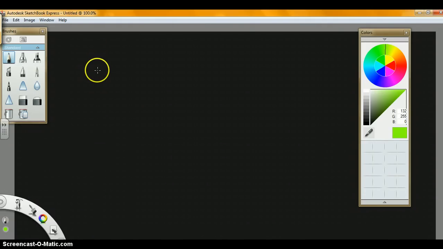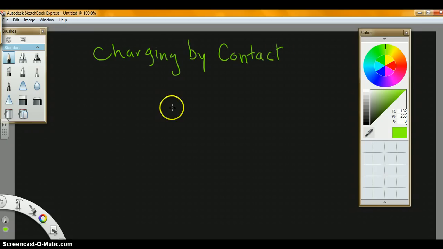Alright guys, so we talked about charging by contact and charging by induction in the video. We're going to do a little more with charging by contact. This is the one where the electrons actually move from one object to another. One object will steal the electrons from another. Like I told you in the video, the example is you have a person.